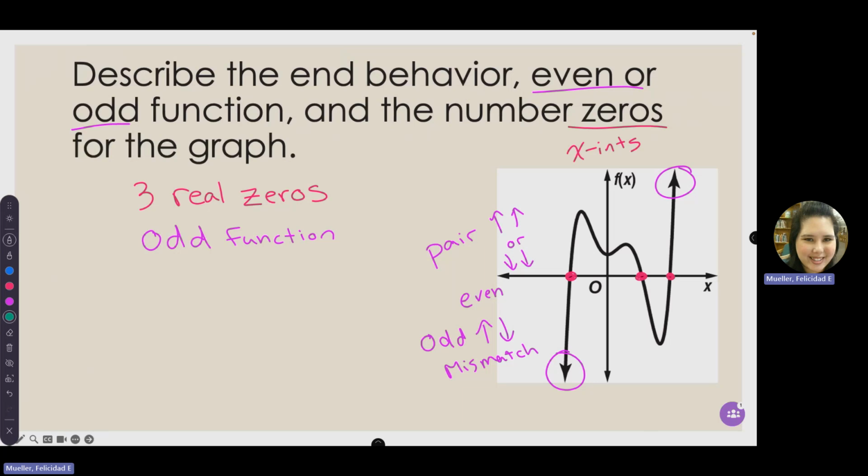And then for end behavior, we are going to look and see as x goes to negative infinity, what does y do? As x goes to positive infinity, what does y do? As x goes to the left, it is going down. So we are going left and down. And as x goes to the right, we're going right and up. So as we go to the left, down would be negative infinity. As we go to the right, we are going up to positive infinity.